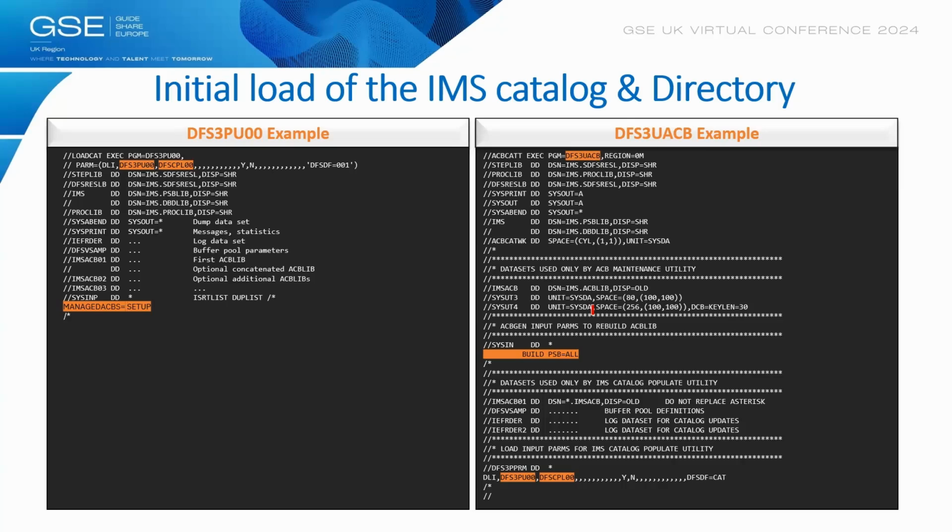Now let's take a look at this other one. Here we actually specify what are the DBDs and the PSBs that we want to build for the ACB generation step. And if you notice here in the DFS3PPRM DD card, we specify the same parameters that go into this utility. So ultimately DFS3UACB calls DFS3PU00 once the ACB generation is complete. So that's about these two utilities that can be used.